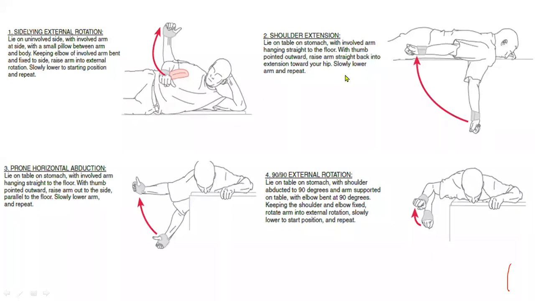Then the patient will raise the arm straight back into extension towards their hip, and then again slowly they will bring it back to its original, initial position, and they will repeat this activity. So he or she will do that extension of the shoulder joint. In the prone horizontal abduction, similarly, these exercises have also been included here.